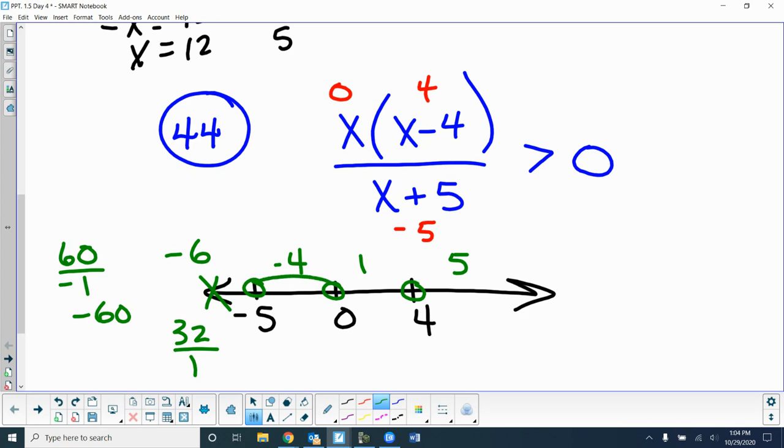For the 1, put a 1 there. 1 minus 4 is -3. So that's 1 times -3 is -3. 1 plus 5 would be 6. That's -1/2. Is that bigger than 0? No. So we wouldn't put anything there. And then 5 times 5 minus 4, 1. 5 times 1 is 5. And 5 plus 5 is 10. That's a positive 1/2. Is that bigger than 0? Yeah. So that's what that would look like.